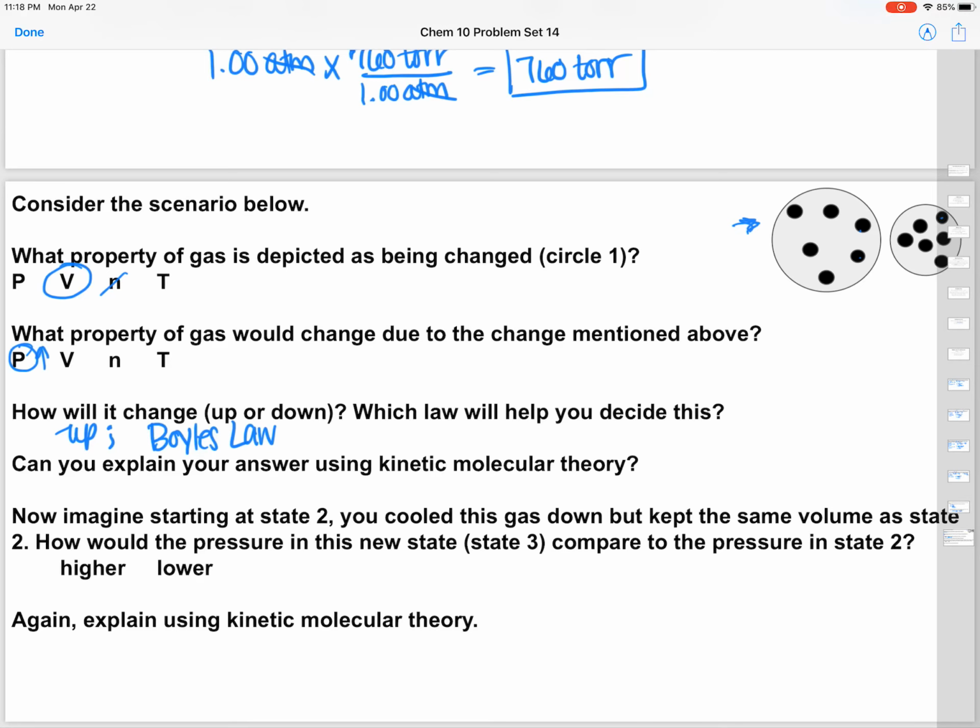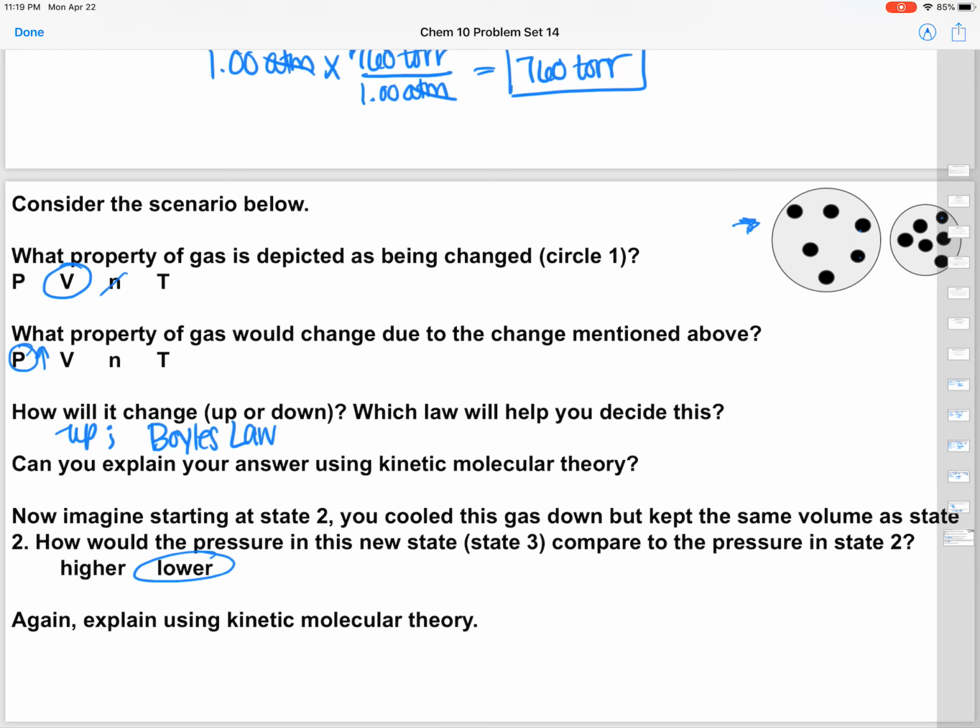We also know that increasing temperature causes an increase in pressure because of the kinetic molecular theory. An increase in temperature causes the gas to move around more frequently. So if you're cooling it down, then the molecules are going to move around slower. They're not going to collide against each other as much. Therefore, they're not hitting the walls of the container as much, which is going to decrease the pressure. So we can say that it's going to be lower.